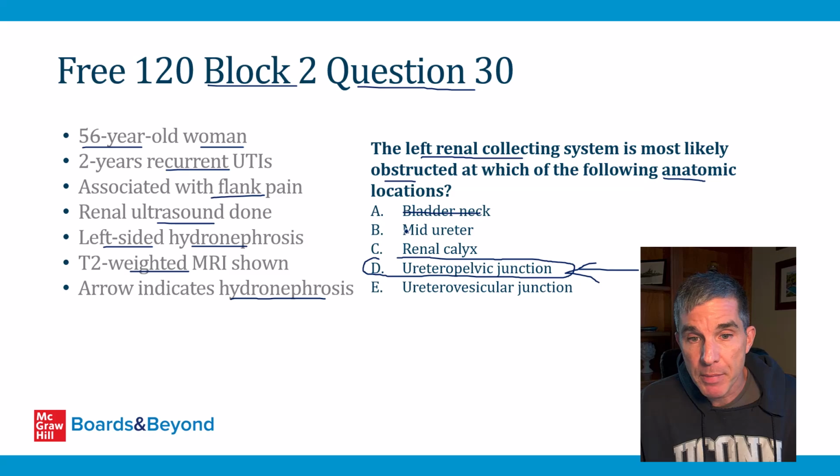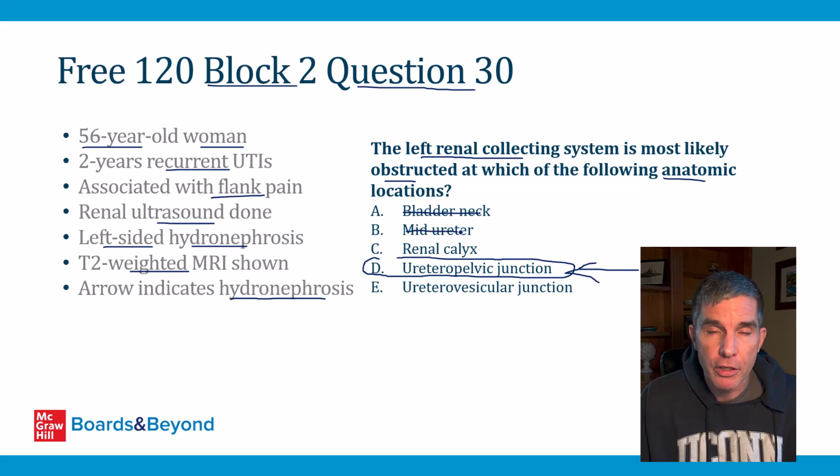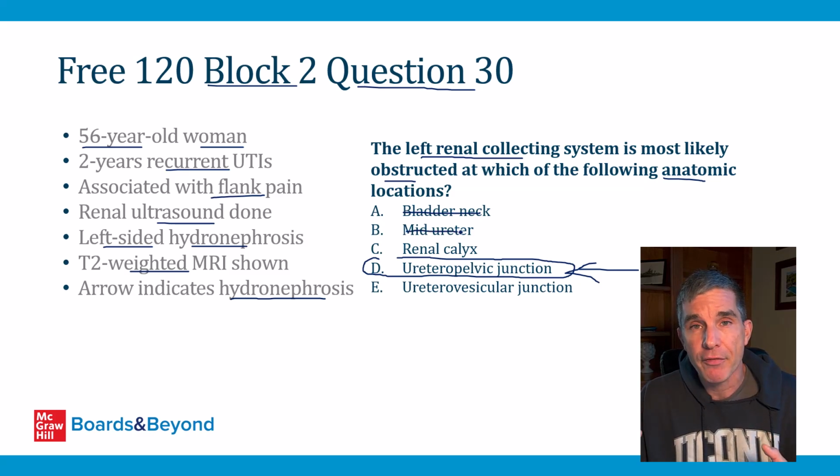Answer choice B is the mid-ureter. This is not correct. If the mid-ureter were the site of obstruction, then the top half of the ureter on the patient's left side would be swollen and dilated, and the bottom half would be normal. But that's not what we see. The entire ureter is normal.